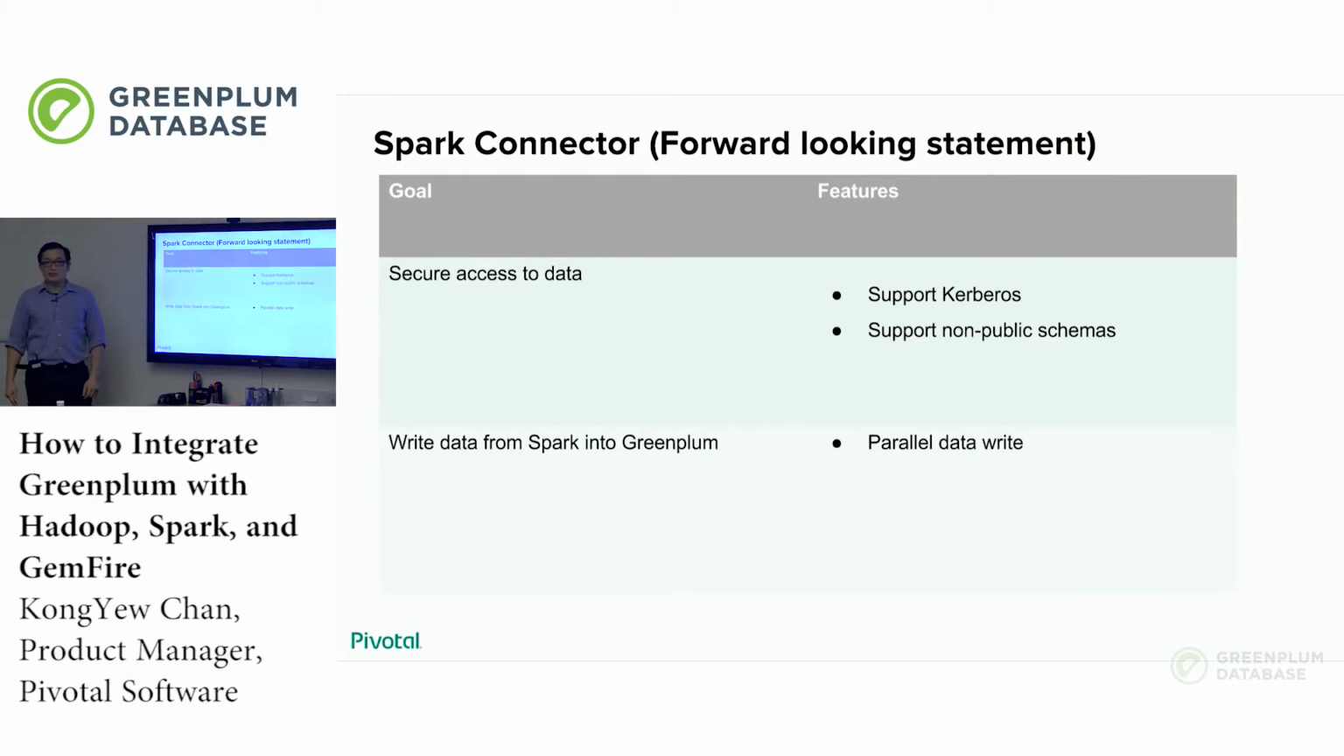I did mention that we only support reading the data from Greenplum to Spark. So obviously, the next feature that we need to work on is parallelizing the data transfer from Spark back into Greenplum. And that will open up a whole range of use cases. For example, doing ETL streaming in Spark before loading the data back into Greenplum.